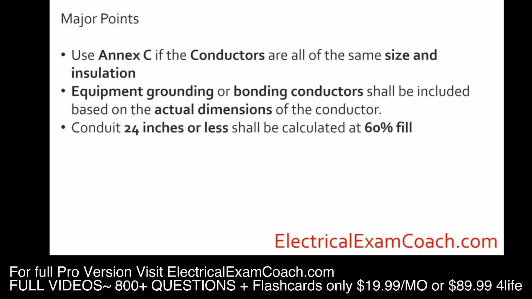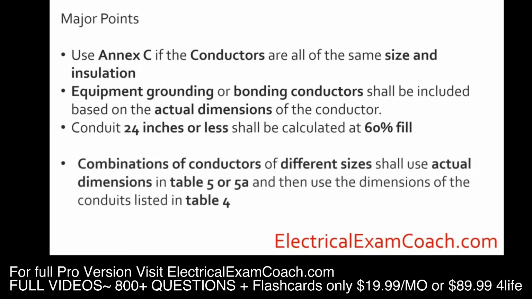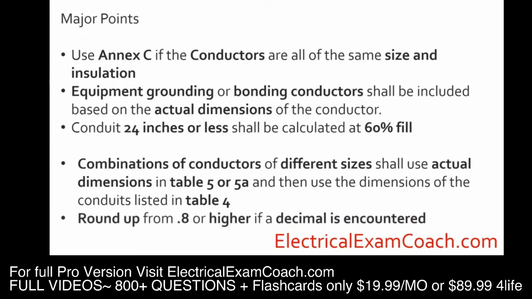Conduit 24 inches or less shall be calculated from the 60% fill column. A combination of conductors of different sizes shall use the actual dimensions from Table 5 or 5A if they're compact conductors, and then we're going to use the dimensions of the conduits listed in Chapter 9, Table 4. And it's a little bit different than when we're dealing with load calculations. We're actually going to round up when it's 0.8 or greater.